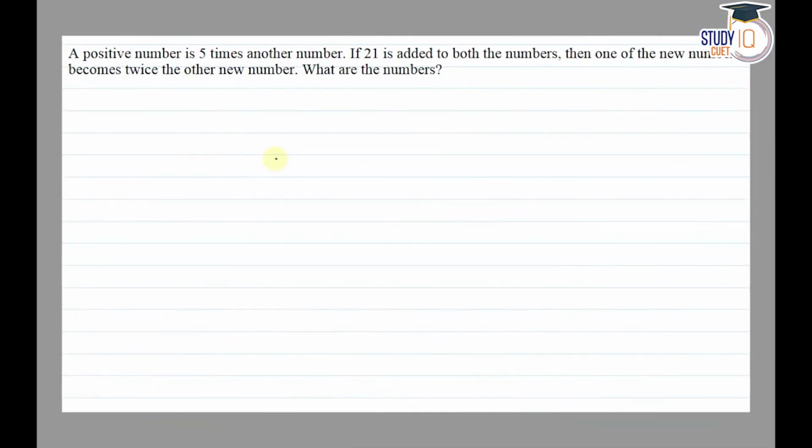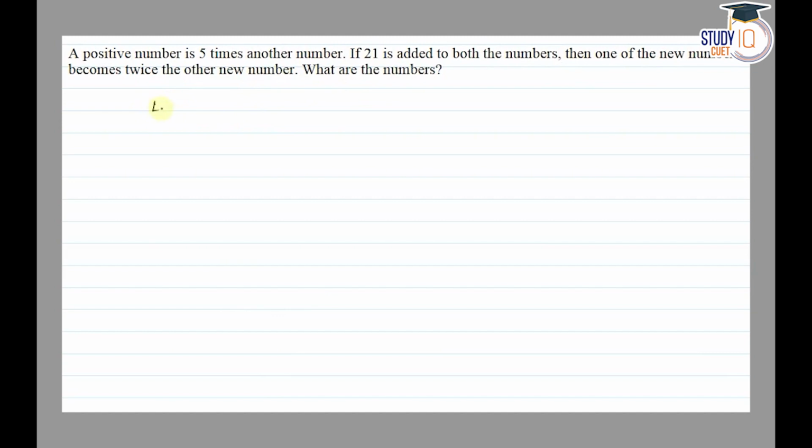Hello everyone, this question appears in the Class 8th NCERT chapter of linear equations in one variable. This is the second question of exercise 2.4. The question says that a positive number is 5 times another number. If 21 is added to both the numbers, then one of the new numbers becomes twice the other new number. What are the numbers?